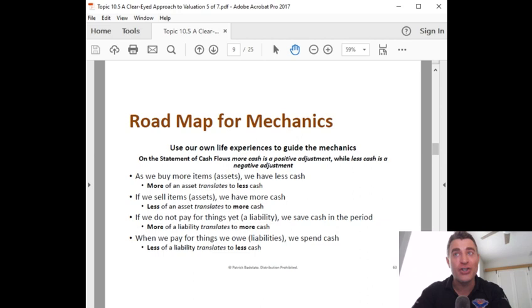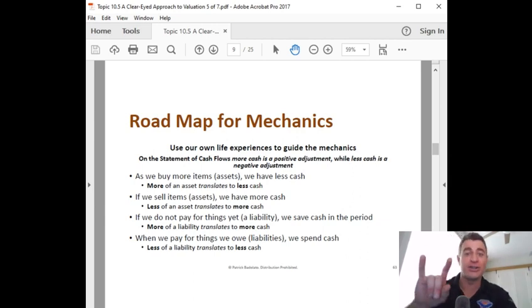If we do not pay for things yet, we have a liability. We would save cash in the period, obviously not indefinitely, but more of a liability in that period translates to more cash in that period. And then the fourth one, and this is basically all cash flow adjustments are in here. When we pay for things we owe, liabilities, we would spend our cash. So less of a liability. When a liability goes down, it translates to less cash.